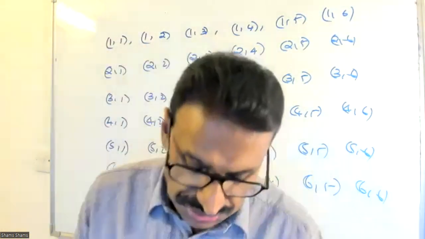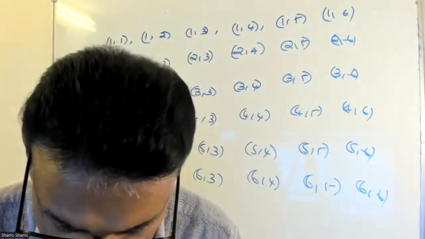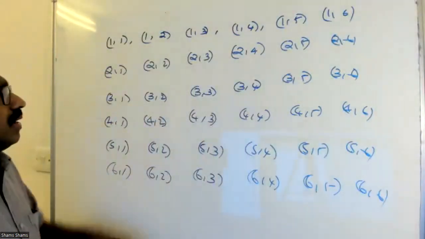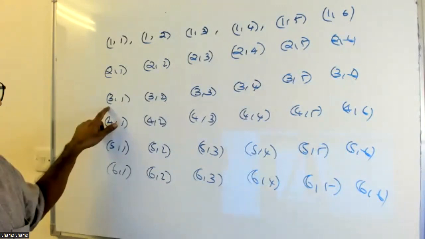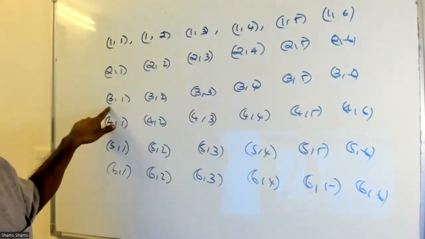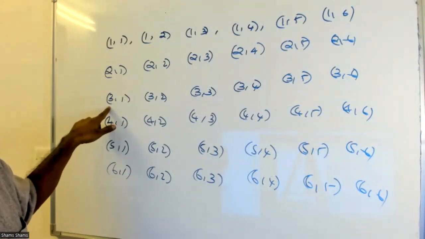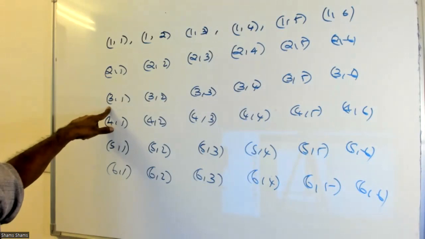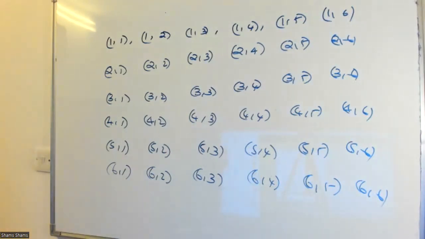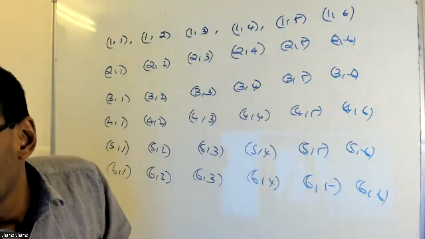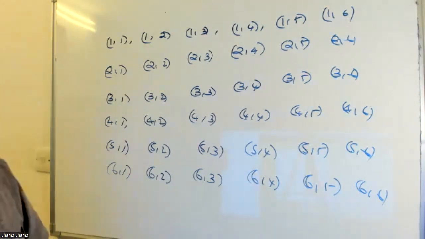Yes, sir. Okay, now the question here: total of at least 10. Does any get at least 10 here? The first row? No, sir. Second row? No. Third row, any chances? No, third row, sir. Then which row has chances of at least 10? The fourth row. Okay, which is that? 4 and 6.